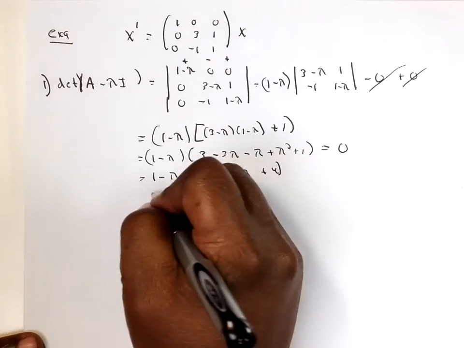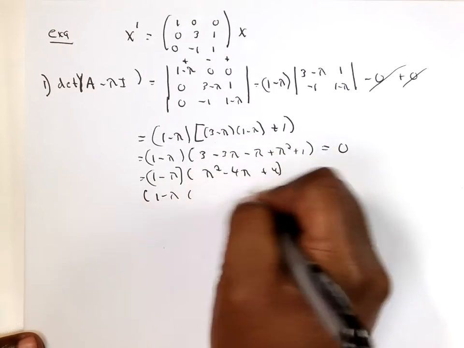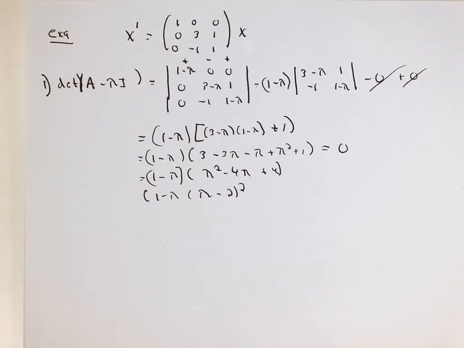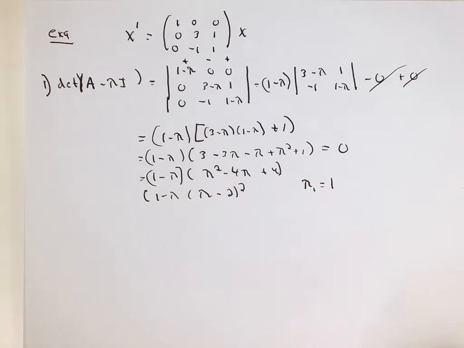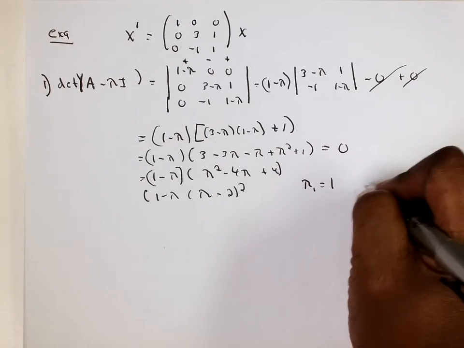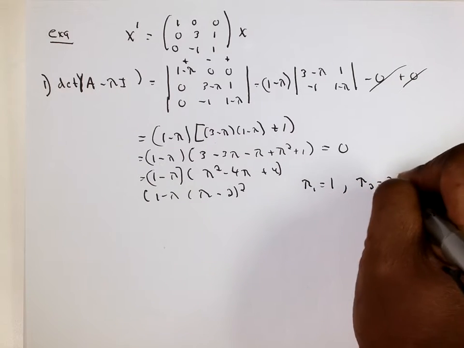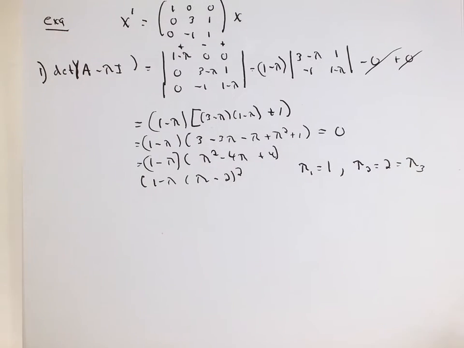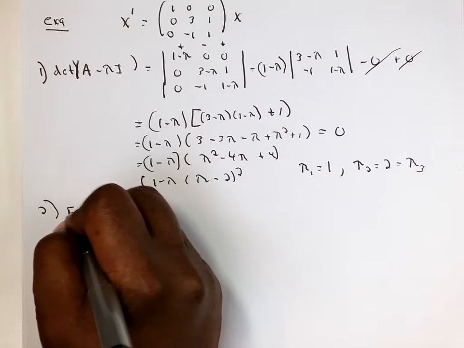And then that is just 1 minus lambda, and this is a double root, lambda minus 2 squared. So I have one distinct root, lambda 1 is equal to 1, and then I have repeated roots. So lambda 2 is equal to 2, which is the same as lambda 3. Alright, now I want to find my K1.